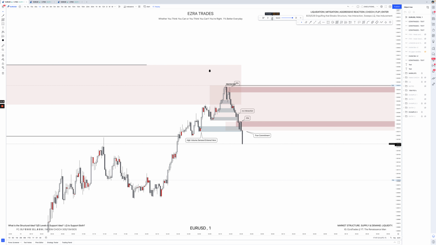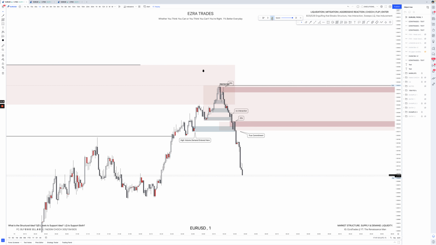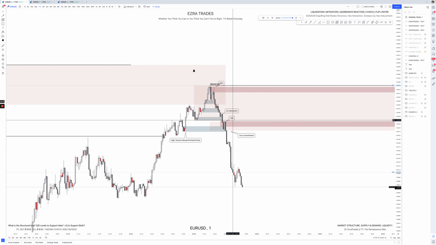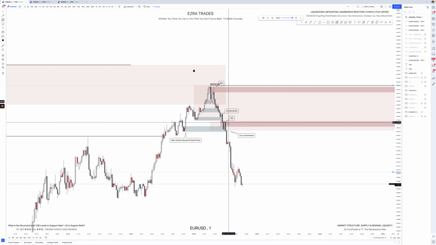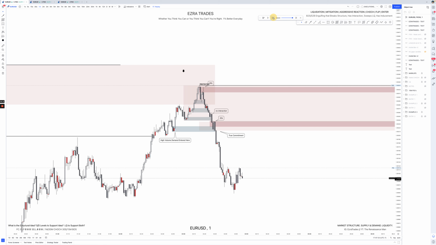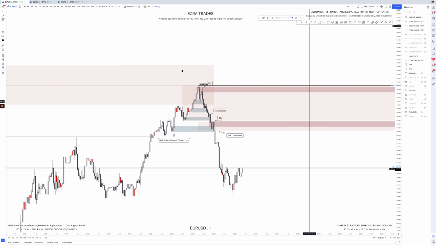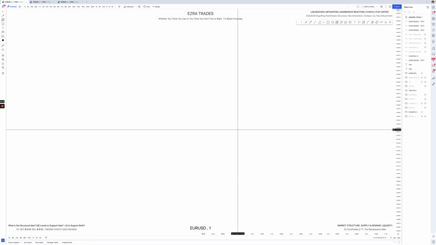So anyways, we're on the 1 minute. We see price action. All right. So this was the last buy to sell candle before we had this swing to the downside. That's where true commitment came into the market. All right. So now let's go back to the 15-minute. So we have our point of interest drawn.